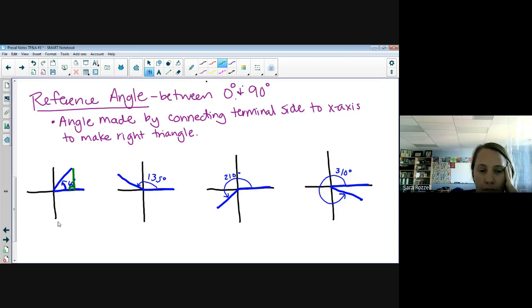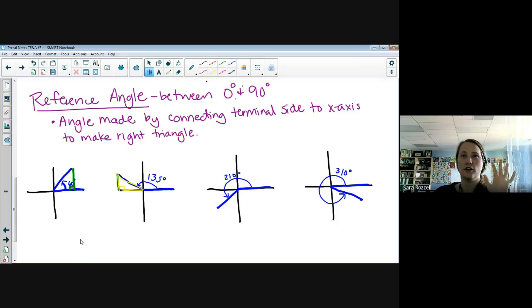Okay. So now go to the second one. You're going to go from your terminal side or your terminal point. That's that point right there. You're going to draw a line straight to the x-axis. The triangle that we are looking at is from the x-axis, this line, and this here. So I'm going to put that in yellow so we can see specifically this is the triangle that we're going to be using.